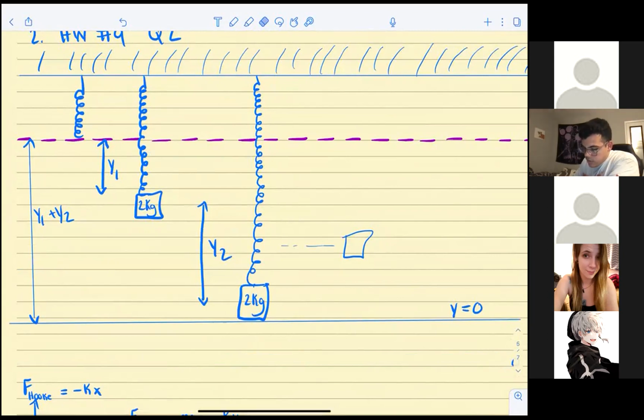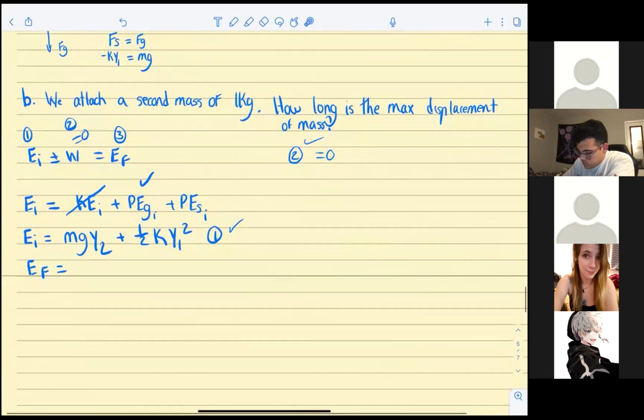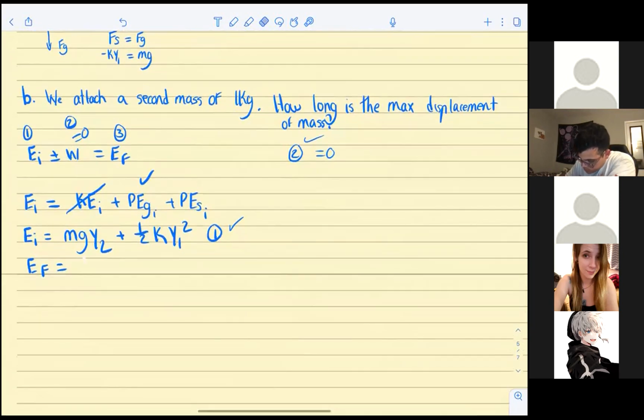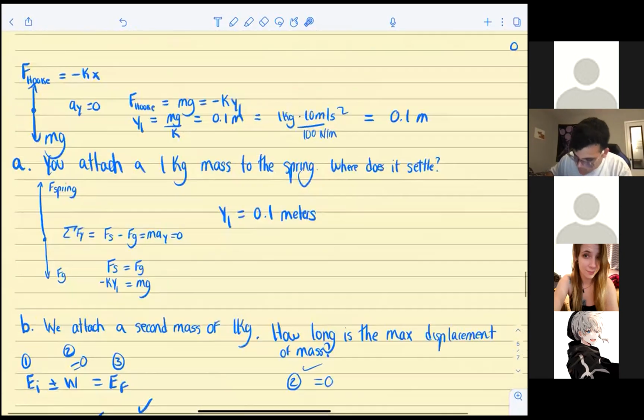Exactly. Now it's how much you actually stretch the spring away from equilibrium, right? So if this is equilibrium, it's this whole stretch, which is y1 plus y2. So you would say E final is 1/2 k (y1 plus y2) squared. You're free to call this y3 or some other variable, so you're not adding two things, but I called it y1 plus y2 so that you can see where it comes from, right?